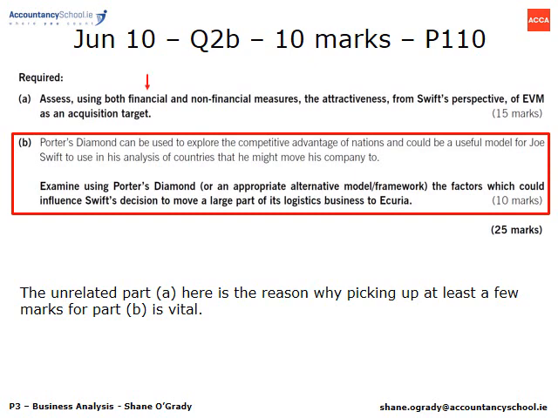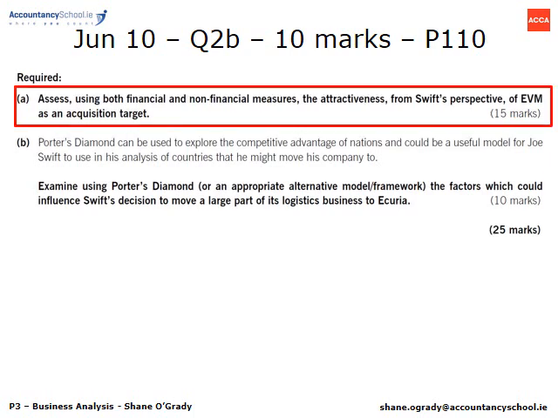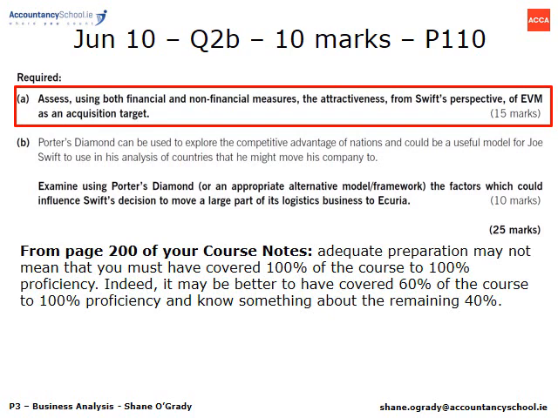So if you look at part A here, you are asked to assess, using both financial and non-financial measures, the attractiveness from Swift's perspective of EVM as an acquisition target. Now that's an absolute beauty of a question, and any ACCA student stereotypically would love to do that question. But you also would have to accept the fact that you're not necessarily going to automatically get 12.5 out of 15, and therefore you can afford to get 0 for part B. That's just not realistic.